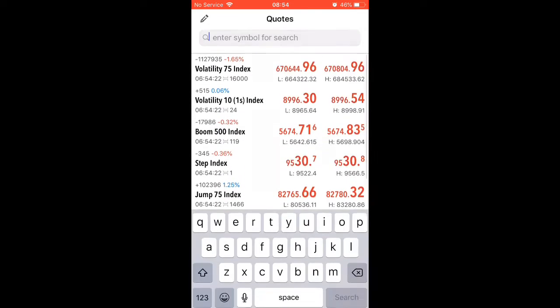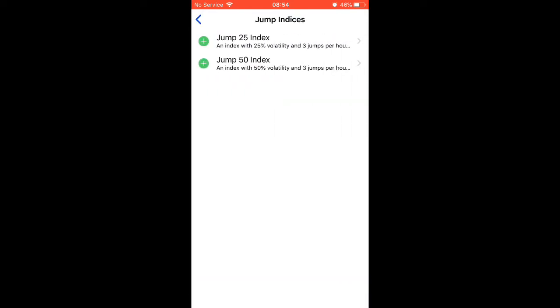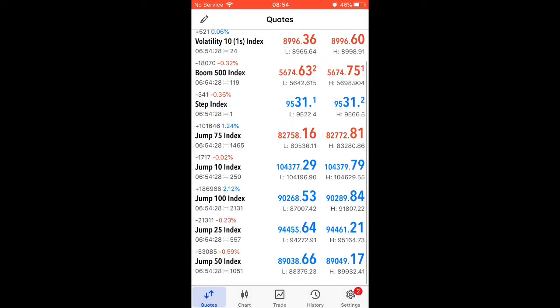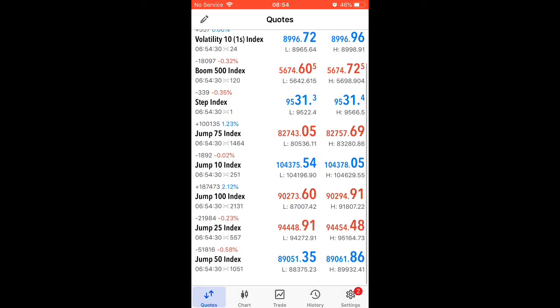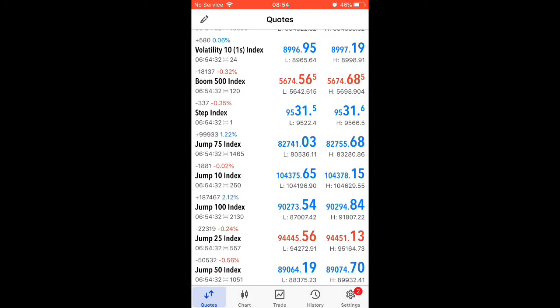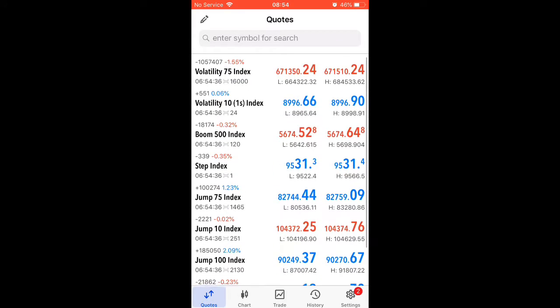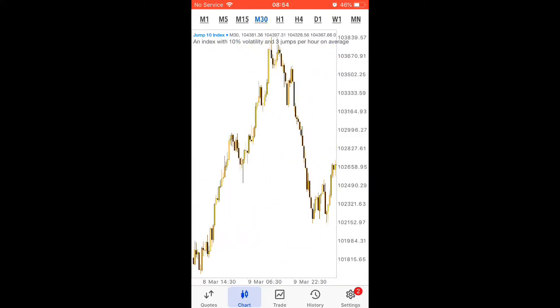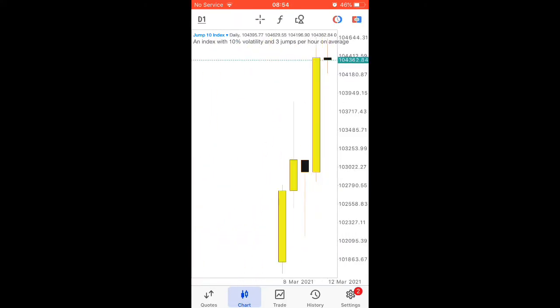It looks like there are about 5 new indexes we have: jump 10, jump 25, jump 50, jump 75, jump 100. So, without further ado, let's dive in. This is the chart. Here we go. Go to the daily chart.